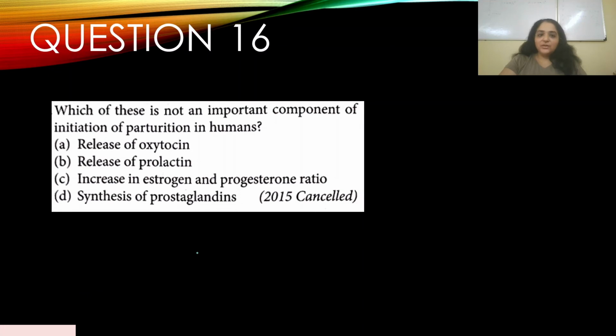Question number 16. Which of these is not an important component of initiation of parturition in humans? This happened in 2015, it's a cancelled exam. A, release of oxytocin. B, release of prolactin. C, increase in estrogen progesterone ratio. D, synthesis of prostaglandins. So what is not an important component is release of prolactin. The others are oxytocin, estrogen progesterone ratio changes and synthesis of prostaglandins. We will come to parturition in detail. So the answer is B.